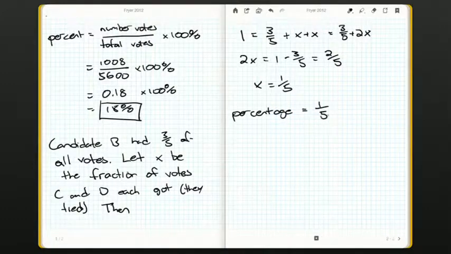So the percentage of votes that C got, well, he got 1/5 of the votes. So that's the fraction of votes he got. To convert that to a percentage, we multiply by 100. And you can work that out by hand if you want to. I mean, 5 is a factor of 100. Or you can work it out with your calculator. Either way, we get 20%.